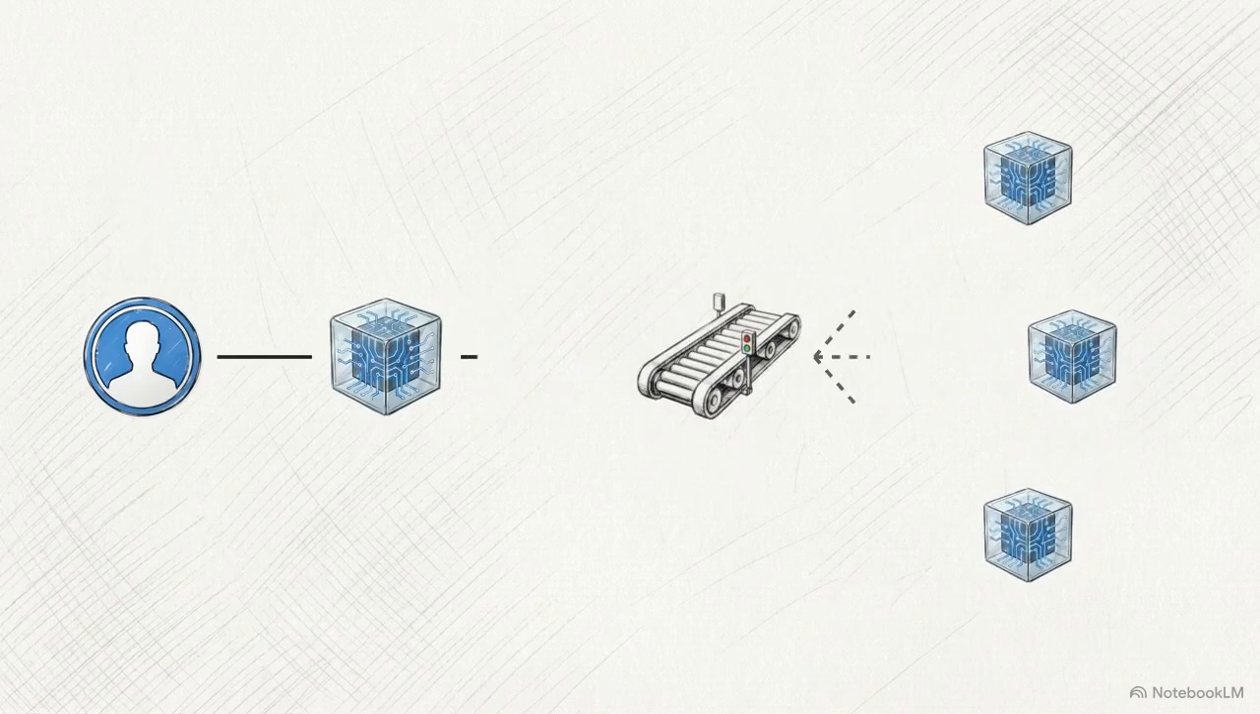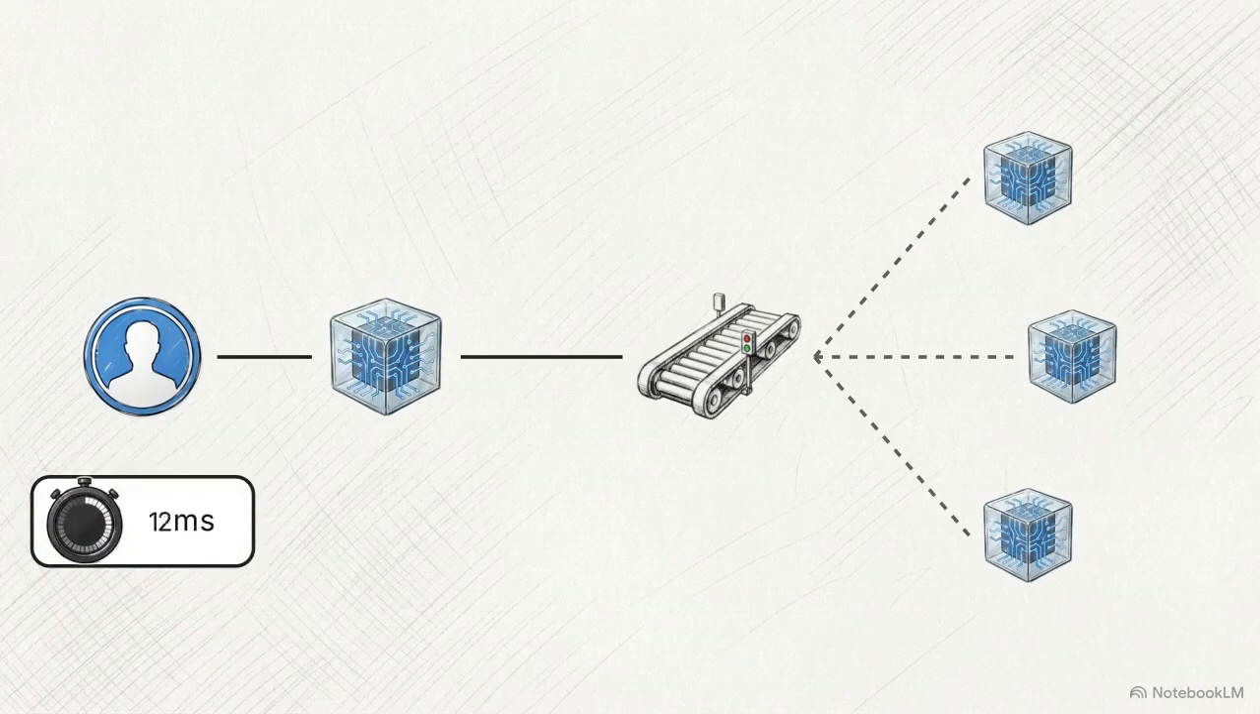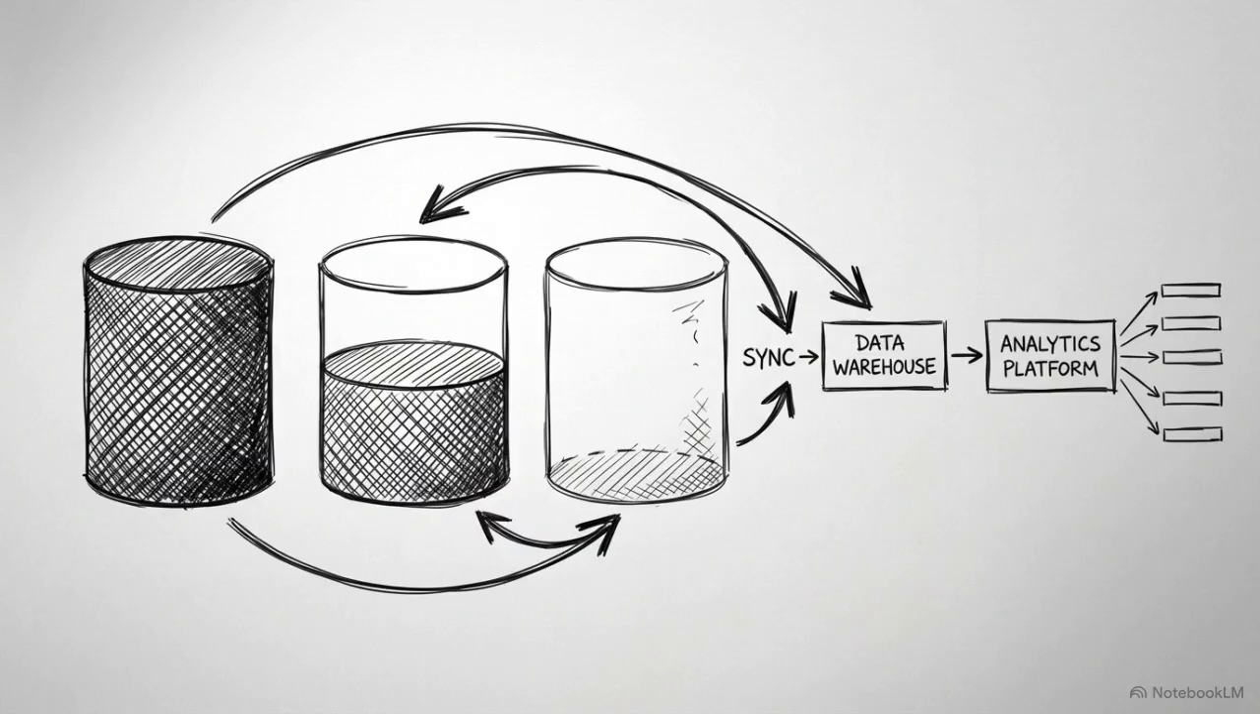We break the bottleneck by injecting a Kafka message broker. The initial service logs the action and instantly returns a success signal. Heavy lifting is offloaded to downstream services, pulling at their optimal pace. The trade-off here is time.